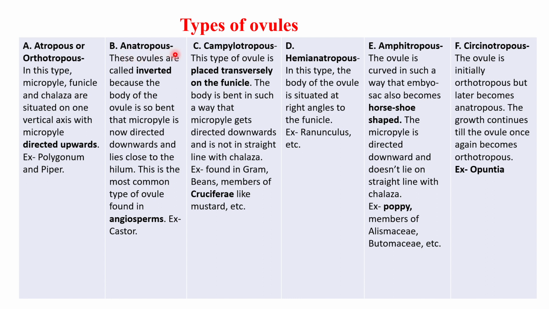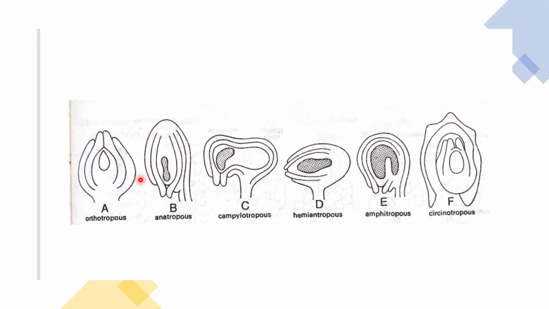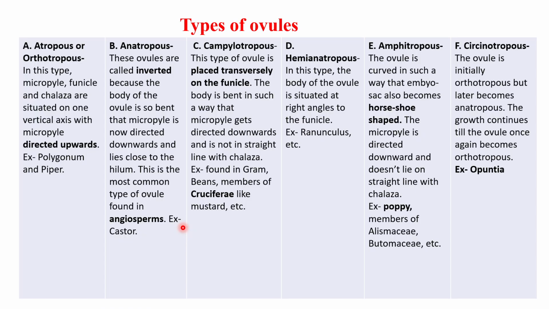The second one is known as anatropous. It is known as the inverted ovule because the body of the ovule is so bent that the micropyle is now directed downward and lies close to the hilum. Here the micropyle is directed downward, and it is close to the hilum. This is the hilum, and this is known as the inverted type. This is the anatropous type, and about 70% of angiosperms mostly have this type.